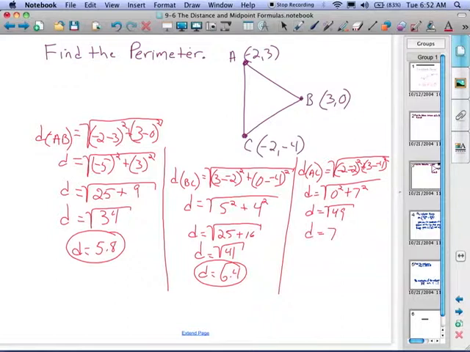To find the perimeter of this shape, we're going to add all three sides together, 5.8, 6.4, and 7. And when we add them together, we end up with 19.2 units for the perimeter of this shape.